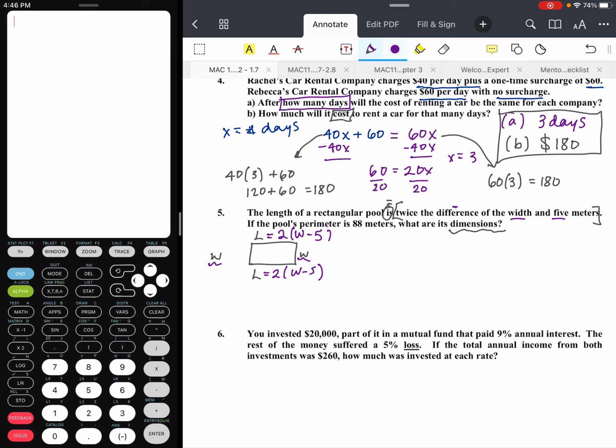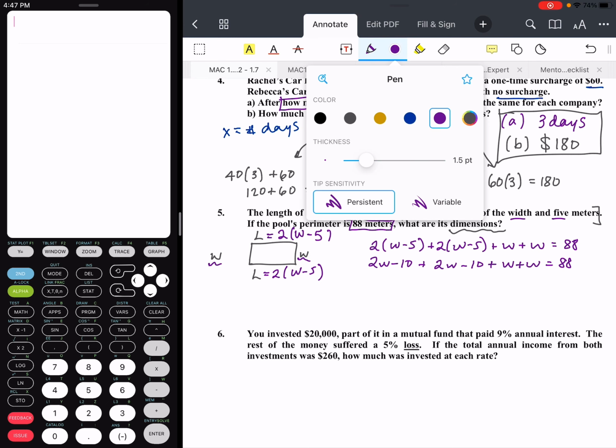All right, so we also know that the perimeter of the pool is 88 meters, meaning when we add up the four sides, it's going to add up to 88. So if you want, you can do this kind of by brute force. 2 times W minus 5 plus another 2 times W minus 5 plus my width plus my second width equals 88. And if you distribute, 2W minus 10 plus 2W minus 10 plus W plus W equals 88.